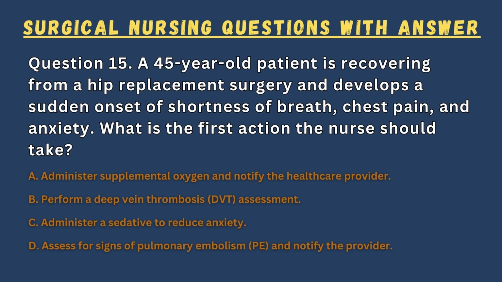Question 15. A 45-year-old patient is recovering from a hip replacement surgery and develops a sudden onset of shortness of breath, chest pain, and anxiety. What is the first action the nurse should take? A. Administer supplemental oxygen and notify the healthcare provider. B. Perform a deep vein thrombosis (DVT) assessment. C. Administer a sedative to reduce anxiety. D. Assess for signs of pulmonary embolism (PE) and notify the provider.